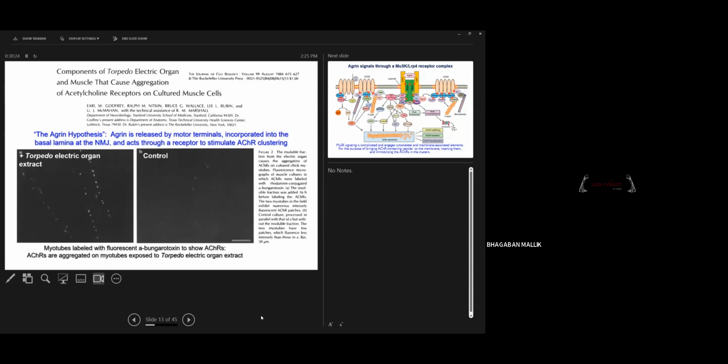Here they have done the experiment. This is the control, and here they have taken the basal lamina of the NMJ preparation, and they have incubated the torpedo electric organ extract with this NMJ, the neuromuscular junction. You can see that in the control, when they don't incubate, they do not see accumulation or clustering of acetylcholine receptor in the neuromuscular junction. However, when they incubate with torpedo electric organ extract, you can see accumulation of this acetylcholine receptor. That means this extract contains the chemical agrin, which induces clustering of the acetylcholine receptor.